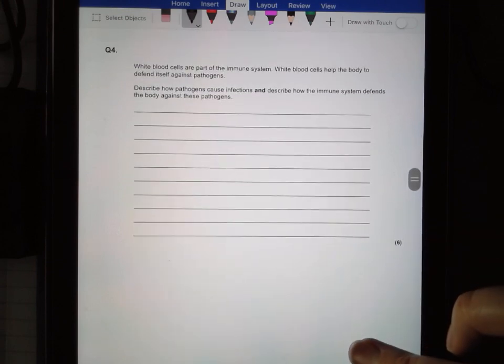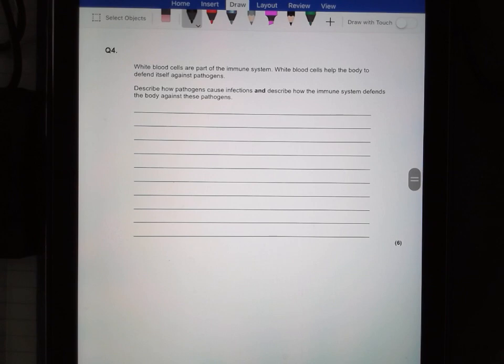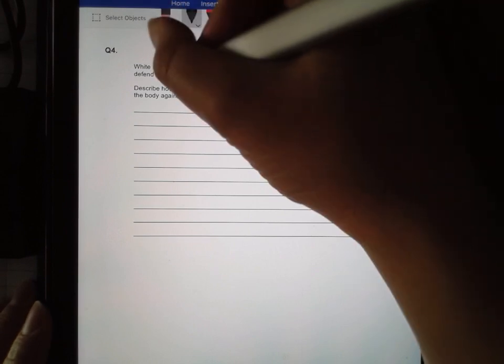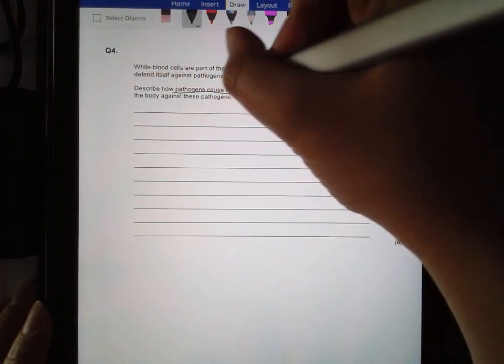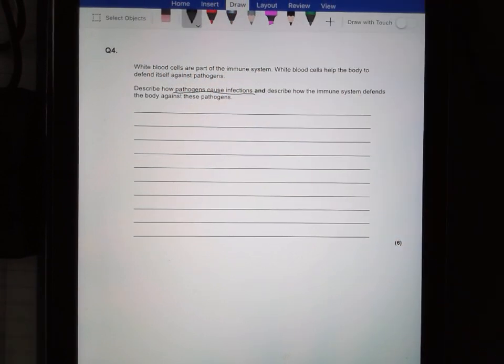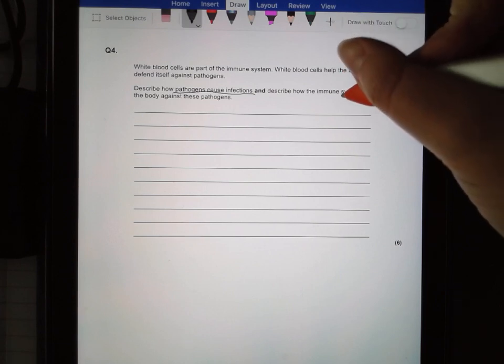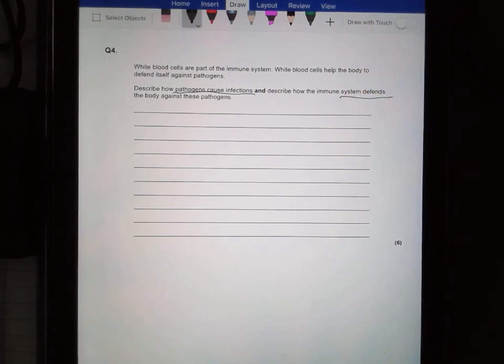Moving on to question 4. This is a 6-mark question that is on everything that we've looked at in the previous questions. It asks, describe how pathogens cause infections, and then describe how the immune system defends the body against these pathogens. So they specifically want to know about the immune system.